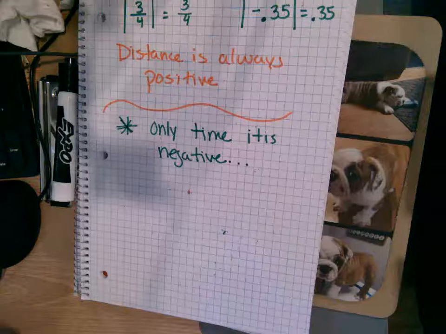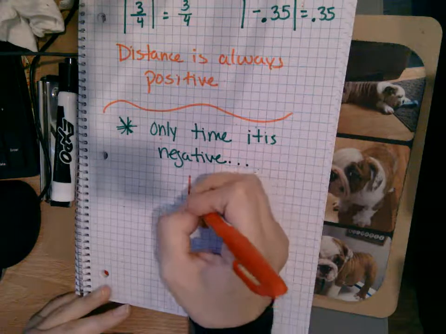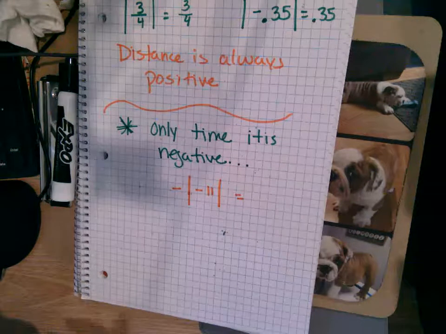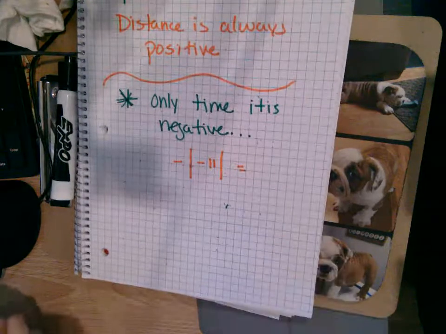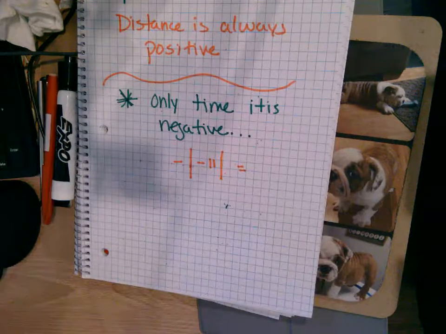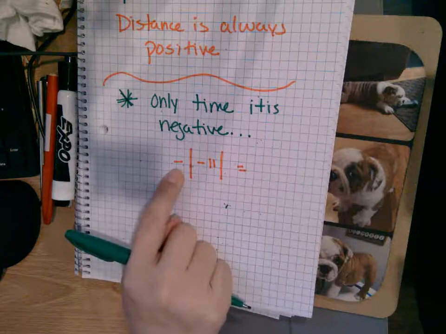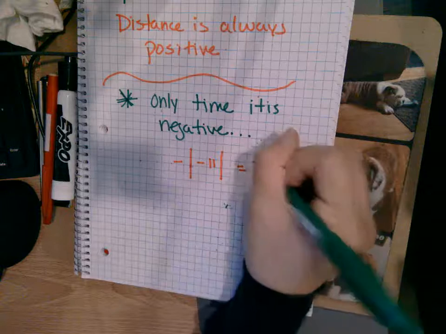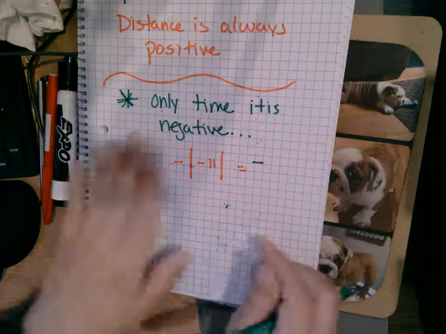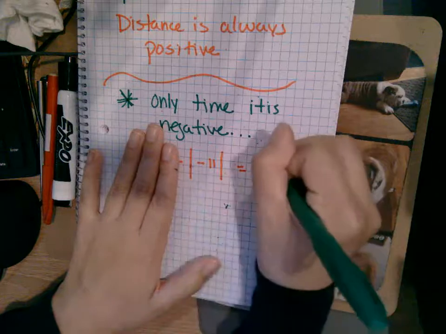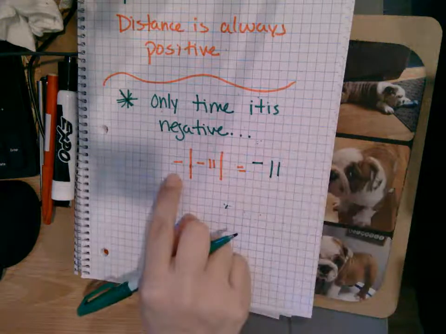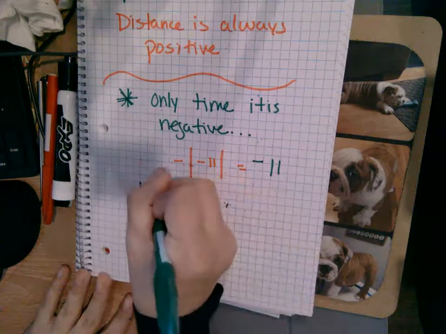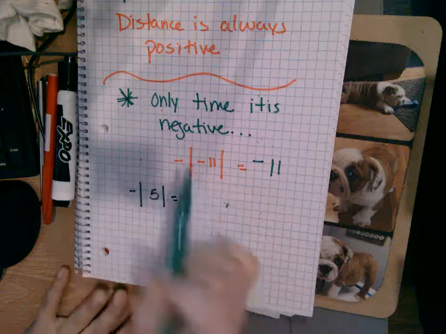So here's your exception. Let's see if you can tell why my answer is going to be negative. Because there's a negative before the line outside. Yep. So since there is a negative outside, your answer is going to be negative, no matter what's inside. So if I just look at this, absolute value of -11 is 11, but because there's a negative outside, we're going to put a negative outside. That's the only time it's negative.